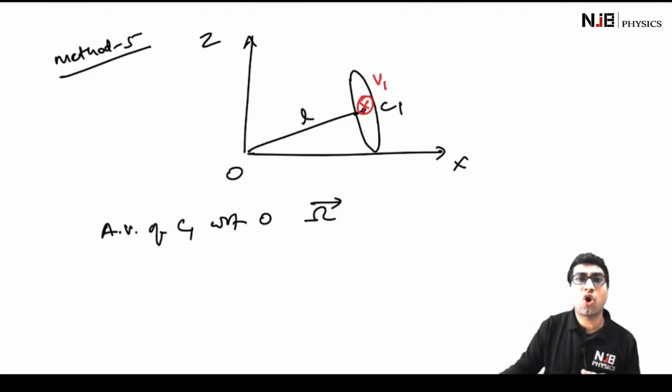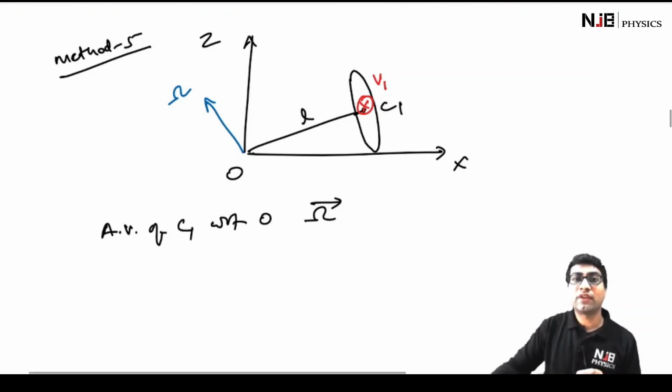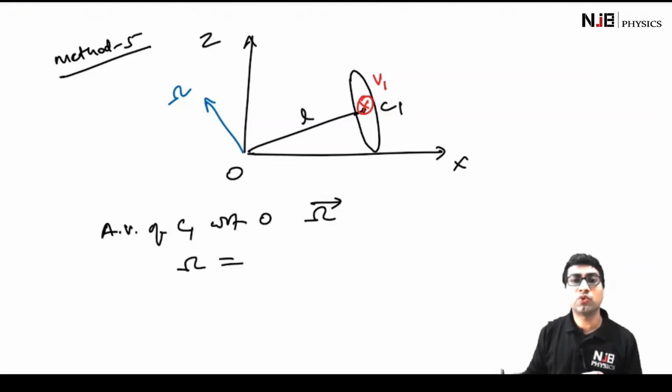So if I put it on this screen, it is going to be in this direction. This is going to be your capital omega. So this capital omega is the angular velocity of C1 with respect to O. Can we write its magnitude? It's very easy. The magnitude of omega will be equal to V1 divided by the distance OC1, which is L.